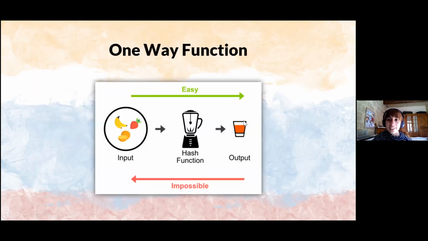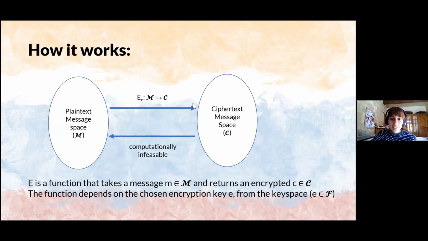This is to help understand what a one-way function is. It's an easy analogy: you can easily make smoothies by putting fruit in a blender, but you can't get the fruit back from the smoothie, right? If you try to do that, it's basically impossible. So this is how it works. It's easy to go one way, computationally infeasible to go the other, from a message to an encrypted message.